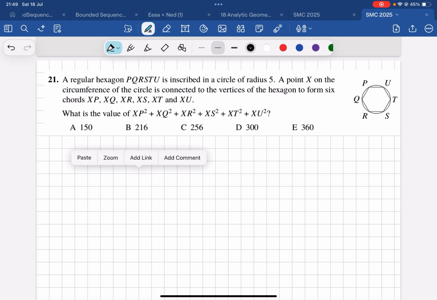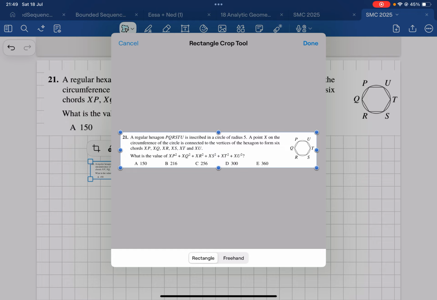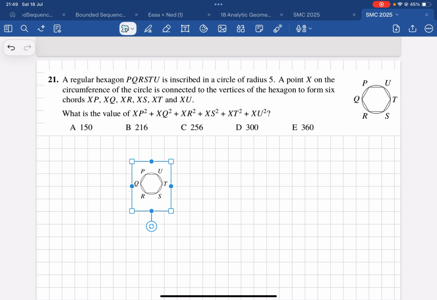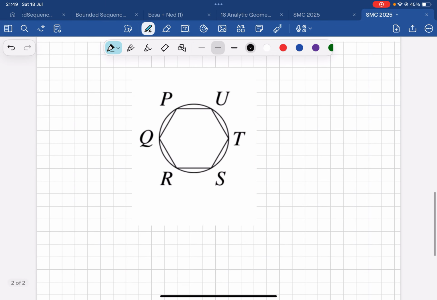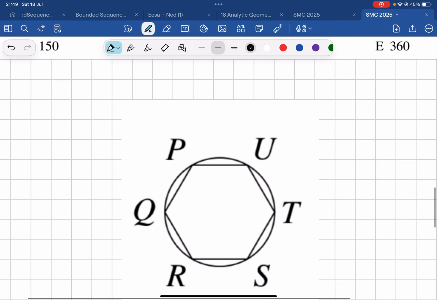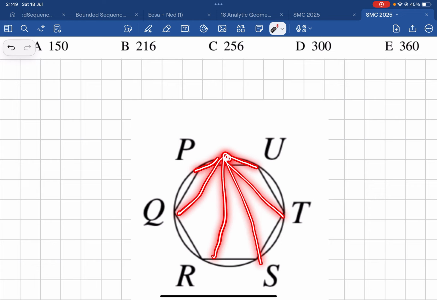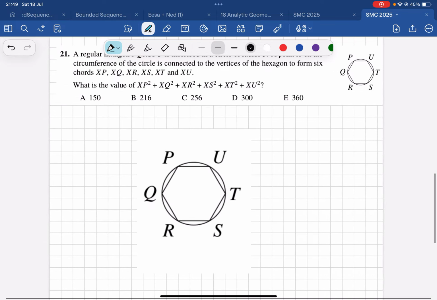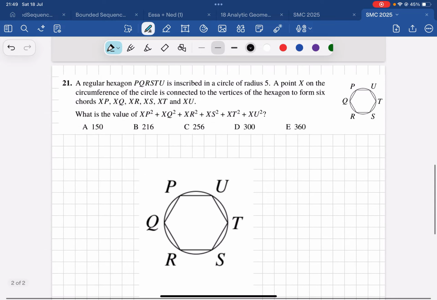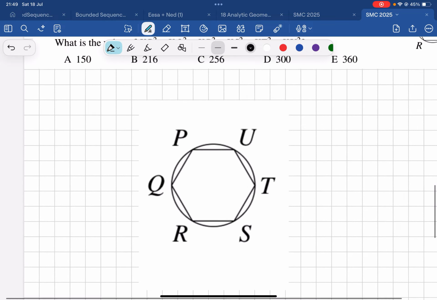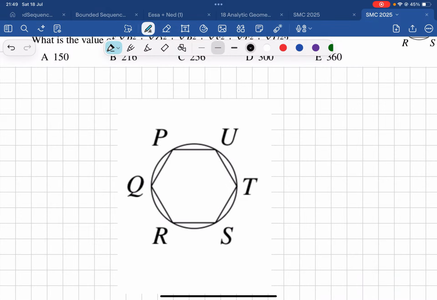So let's get a bigger picture of the diagram. We've got any random point just on here, and we're expected to find the sum of all these lengths, all these chords. But in a question like this, they don't specifically say where this point is. So let's put it, let's write in red actually, on a vertex.